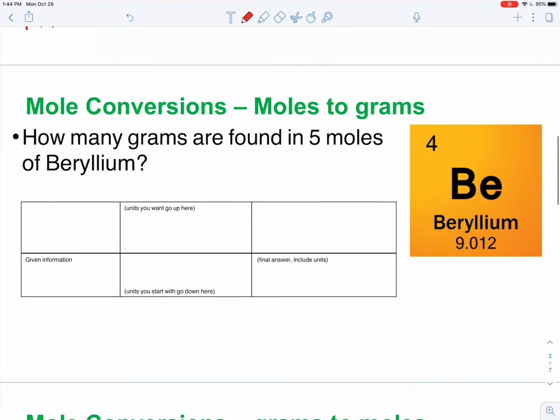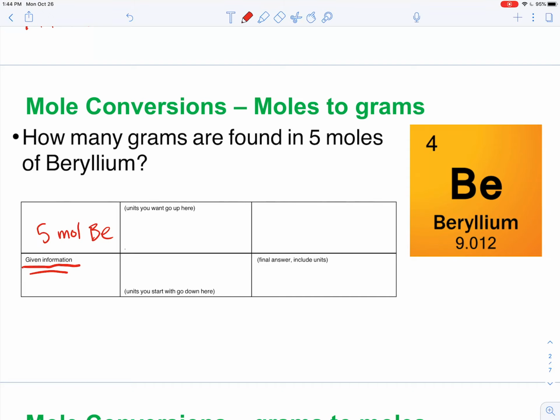First we'll do mole conversions from moles to grams. How many grams are found in 5 moles of beryllium? We will always start with the given information on the left, and I've tried to organize this in a way that will help you. So I'm going to write 5 moles of beryllium. We could even put Be if you want.